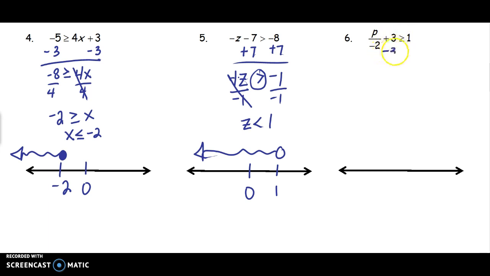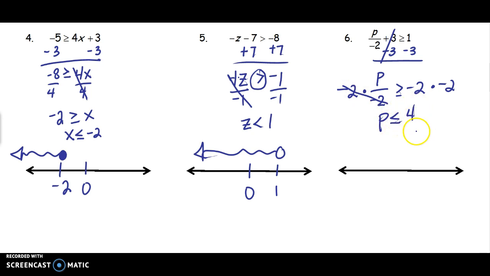In problem number 6, we would have to subtract 3. And then you have p divided by negative 2 is greater than or equal to 1 minus 3, which is negative 2. To get p alone, we would have to multiply by a negative 2. So again, you said the magic words, multiply by a negative. These will cancel. So you have p is not greater than or equal to because we multiplied by that negative number, but less than or equal to a positive 4. So here's 0, here's 4, closed circle to the left.